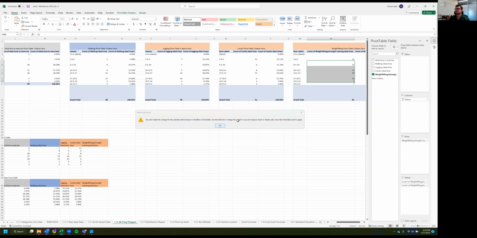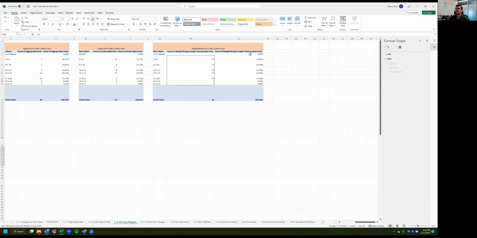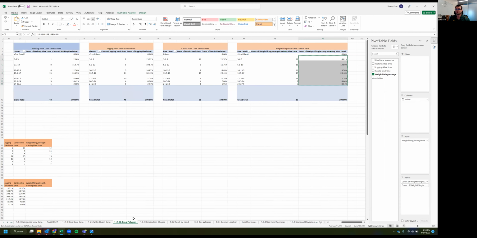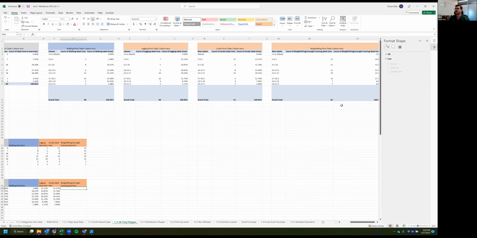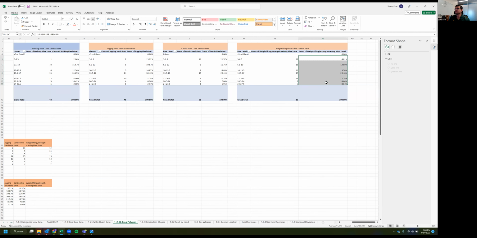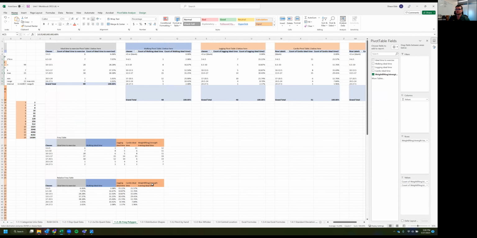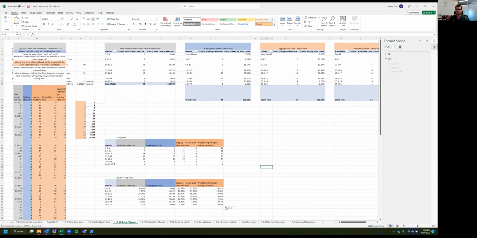Whoops. Weightlifting frequency, and weightlifting relative frequency. Whoops, I accidentally messed that up. Control C. Okay, we've got the relative frequency and the frequency.